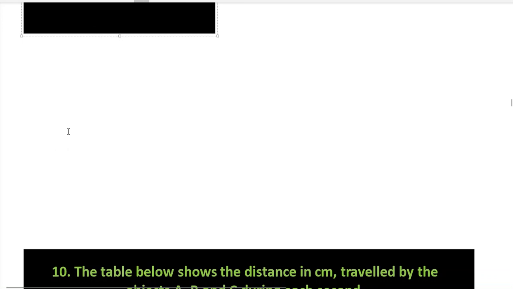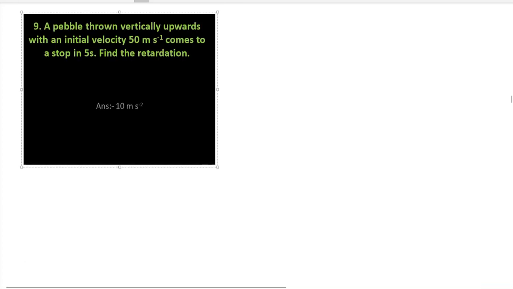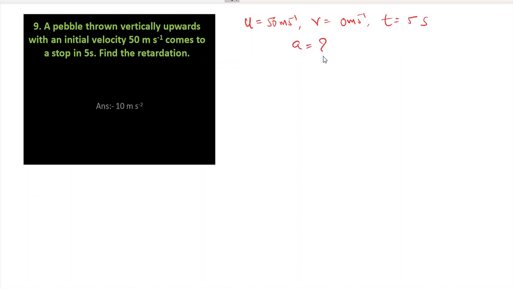Okay, next. A pebble thrown vertically upward with an initial velocity of 50 meter per second. Okay, so initial velocity of the pebble is 50 meter per second. Comes to stop in 5 seconds. The final velocity becomes 0 meter per second. And this all happens in time 5 seconds. Find the retardation.